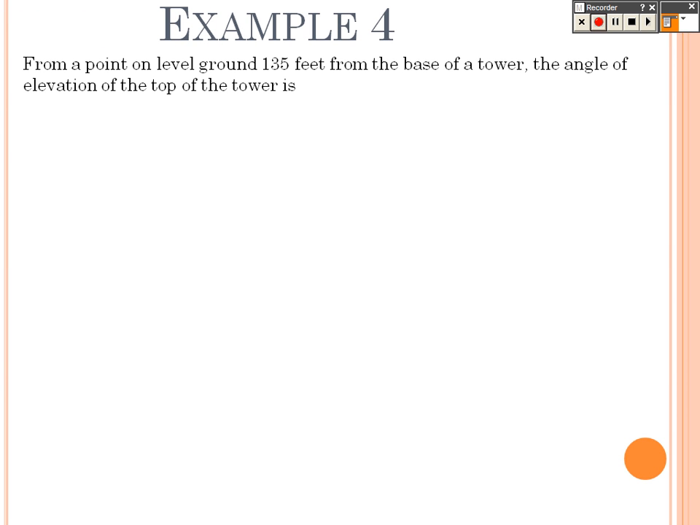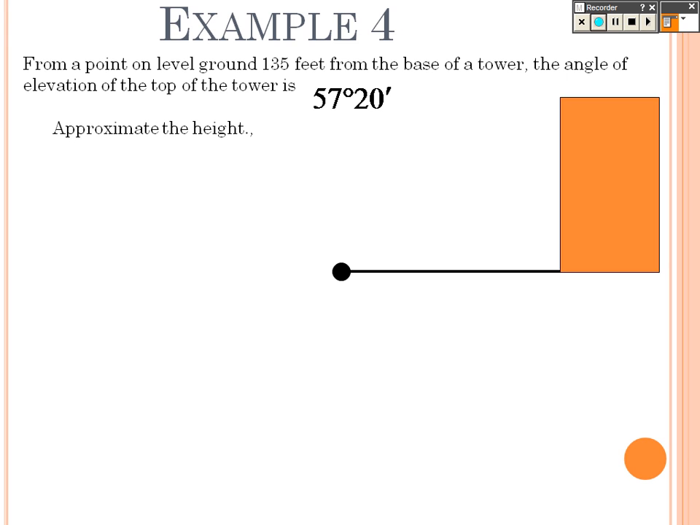So example 4: from a point on level ground, 135 feet from the base of a tower, the angle of elevation of the top is 57 degrees, 20 minutes. Approximate the height. So here's a point on level ground, 135 feet away from the base of a tower. The angle of elevation to the top of the tower, which we were given right there, is 57 degrees, 20 minutes. We also know that because this is a tower, and we're assuming that they plotted it correctly in level, that's right there.